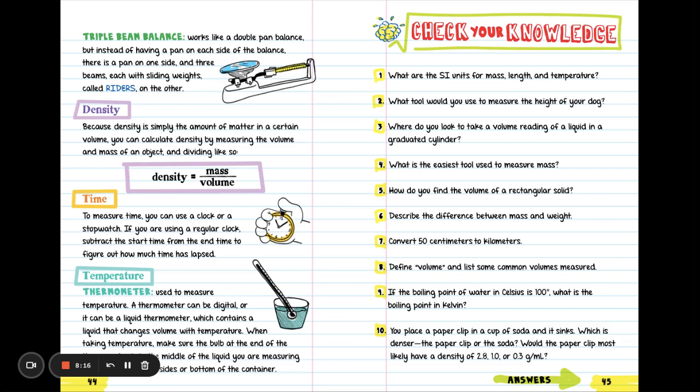Time. To measure time, you can use a clock or a stopwatch. If you are using a regular clock, subtract the start time from the end time to figure out how much time has elapsed. Temperature. Thermometer.